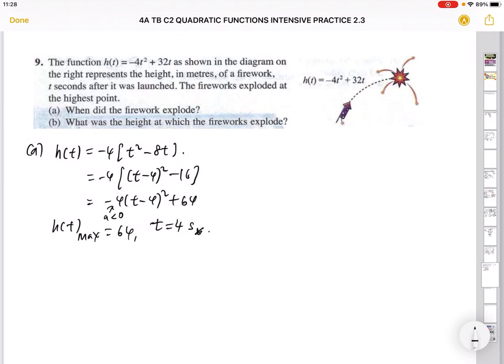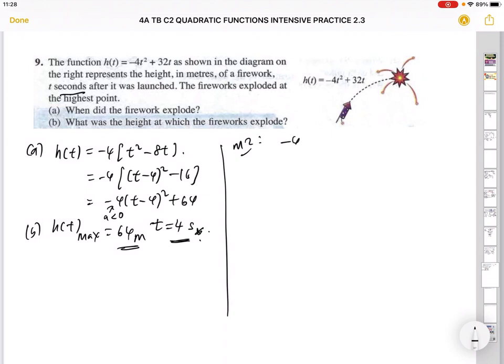So what is the height when it explodes? Oh, the maximum height, I've got the answer as well. Maximum height is 64 meters. So that's your part A, part B. Now, I know some people may find completing the square a bit annoying, so you can actually draw a graph. We let this be 0.